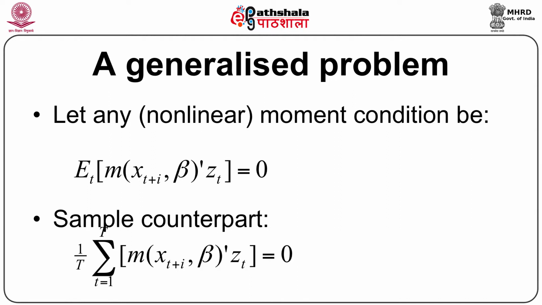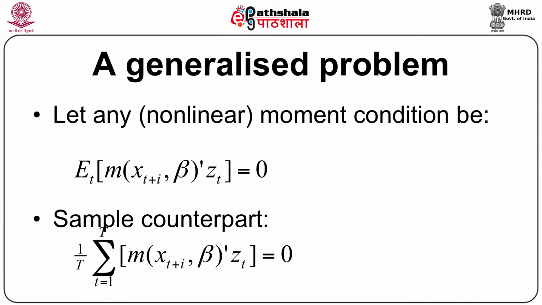That is, you consider the expectation of the m variable, which is a function of the explanatory variable x and the parameter beta. The m function may be nonlinear in nature, and you are taking into account the covariance between the m function and the instrument z. So you are using the expectation of m(x, beta) multiplied by z_t equal to 0. This is of course a population counterpart.